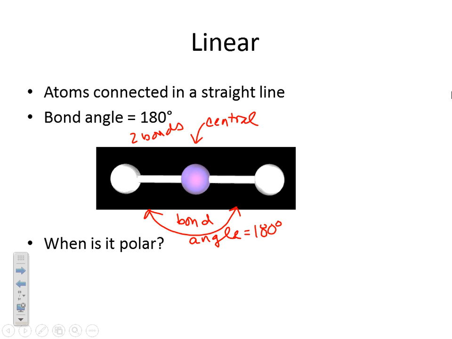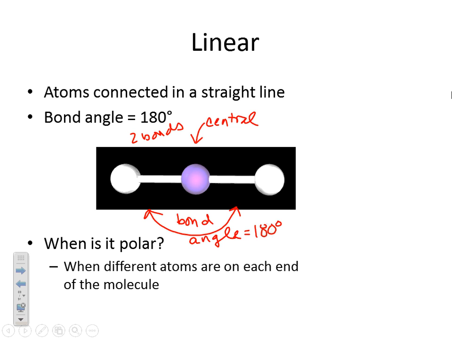So this is a linear shape. I think it makes a lot of sense. The three atoms are in a straight line. When is this a polar molecule? This shape can be a polar molecule if the two atoms that are on each end are different. So if you have the same atoms on each end, like two H's or two oxygens, then this would be considered nonpolar. But if one end is different from the other, meaning if one atom is maybe F and the other is H, again, notice I'm talking about the ends because we're talking about symmetry around the central atom, then it would be a polar molecule.